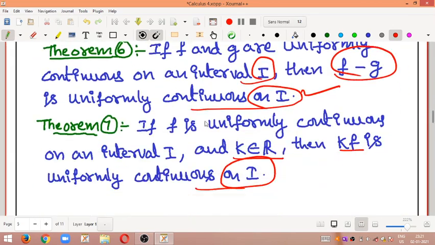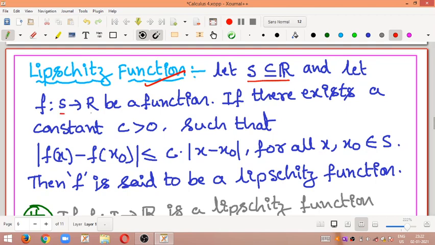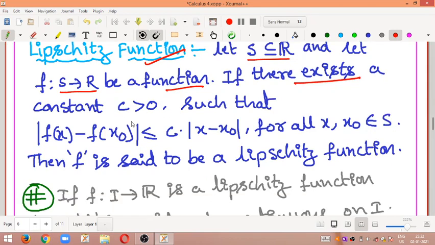So, if it is clear, I will move on to the next definition, that is the Lipschitz function. Let S be a subset of R, and let f from S to R be a function. If there exists a constant c greater than 0 such that mod f of x minus f of x naught is less than or equal to c times mod x minus x naught for all x, x naught belonging to S, this is the mathematical definition of a Lipschitz function. Then f is said to be a Lipschitz function.